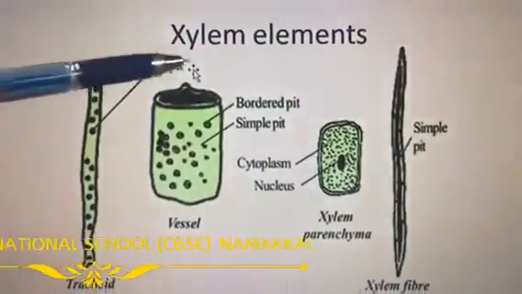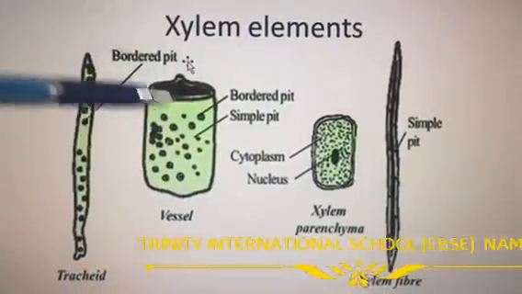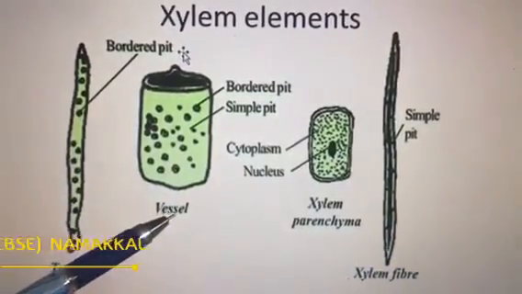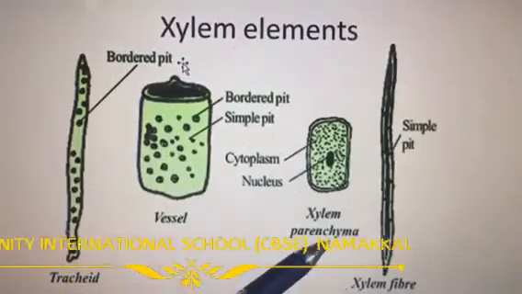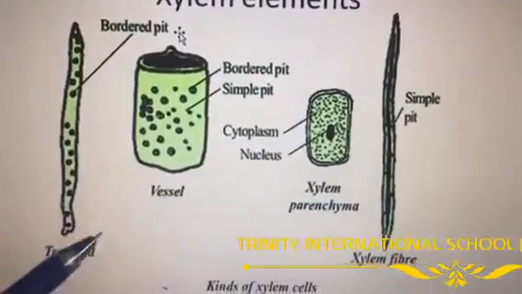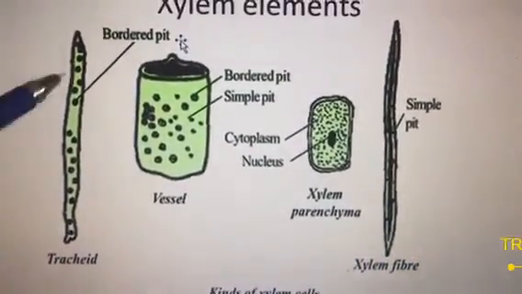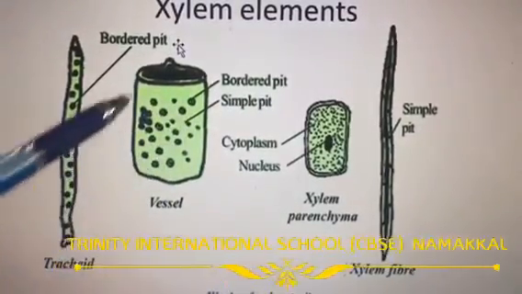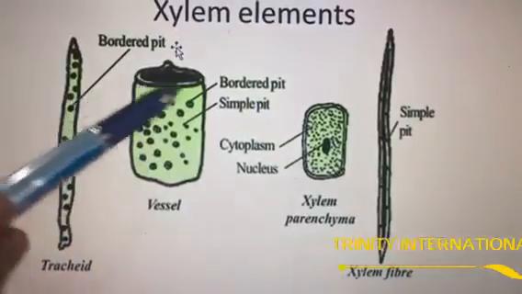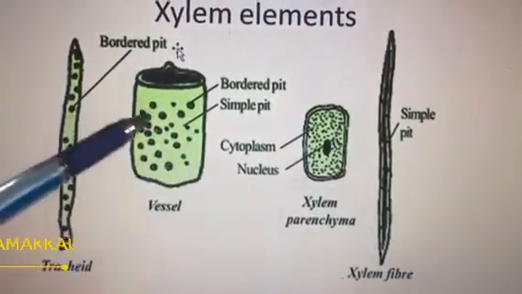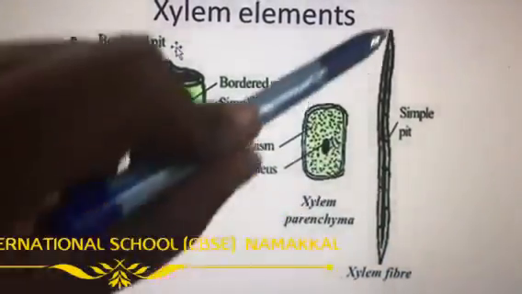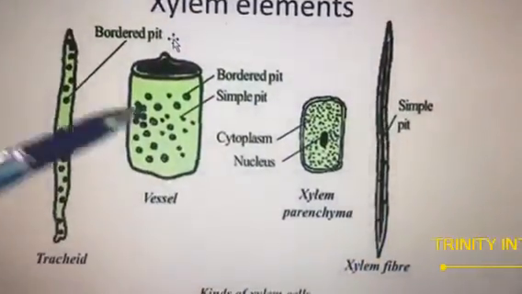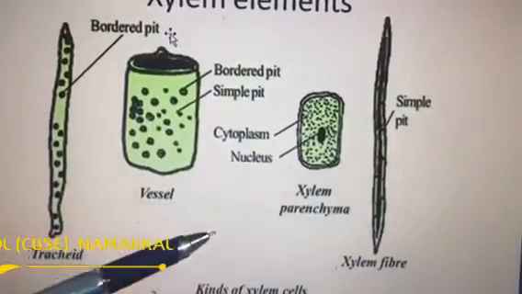Next, this is the diagram of xylem elements. These are tracheids, vessels, xylem parenchyma, and xylem fiber. Tracheid is a long tube, and vessel is broad, like a vessel. We use the word vessel like that. Xylem parenchyma and xylem fiber. These are the elements of xylem.